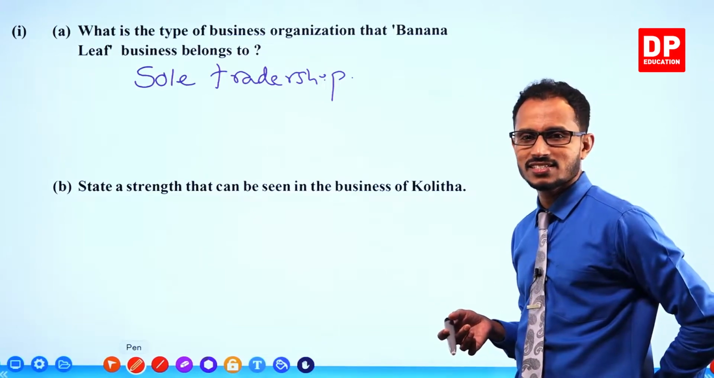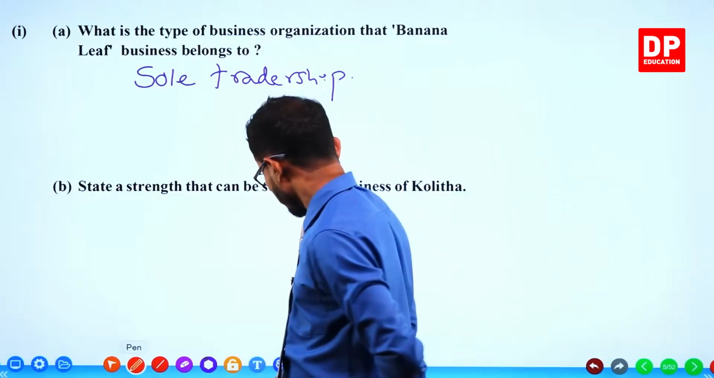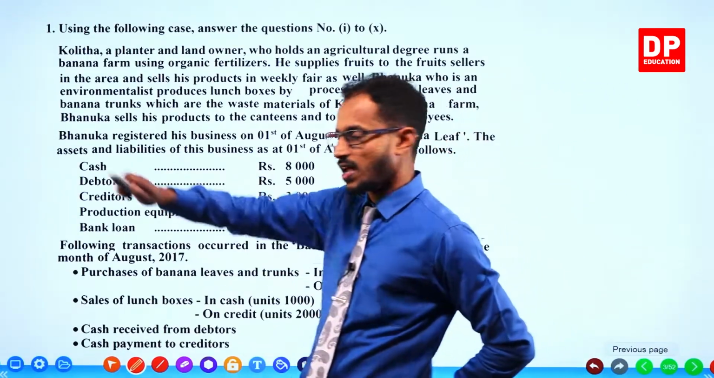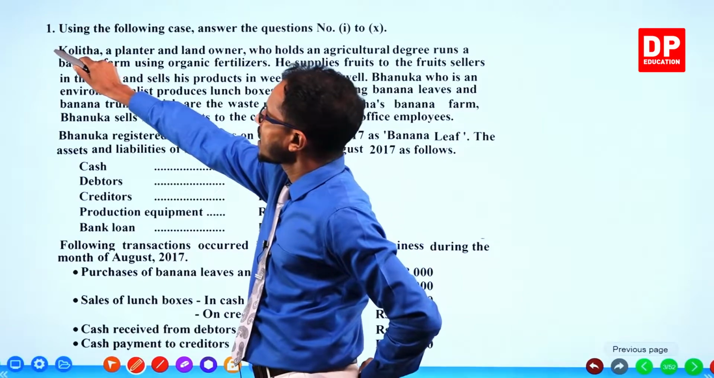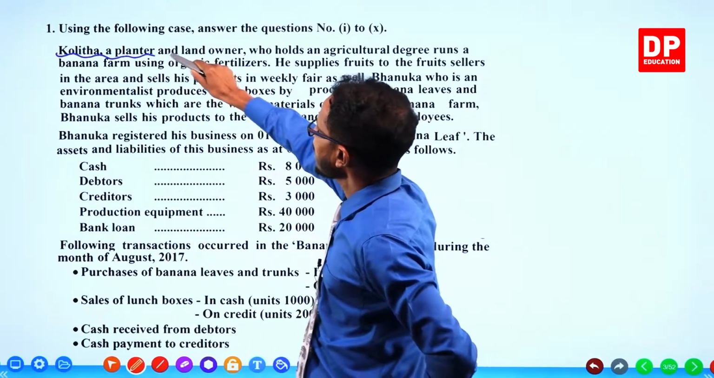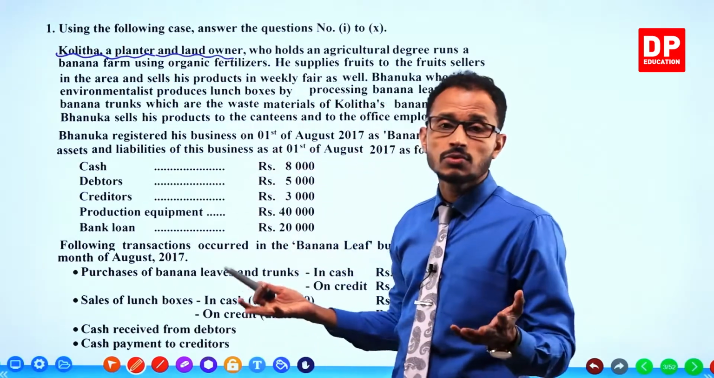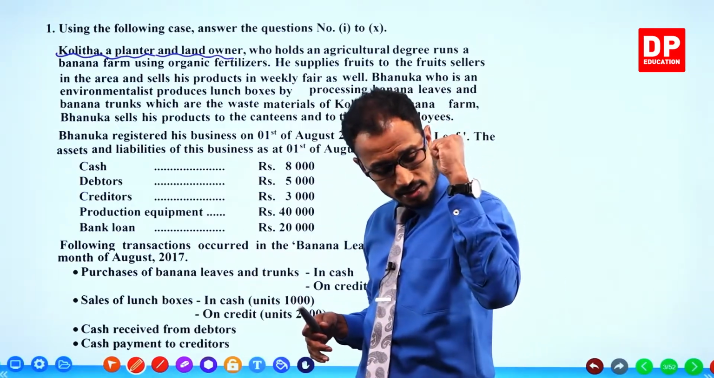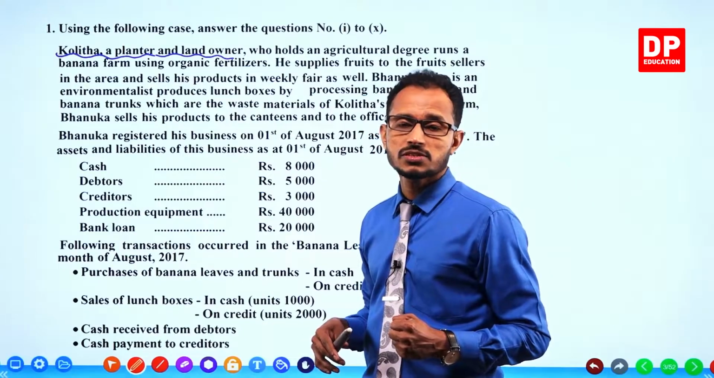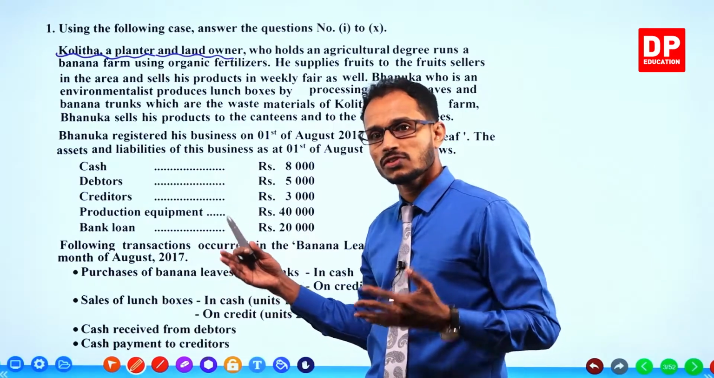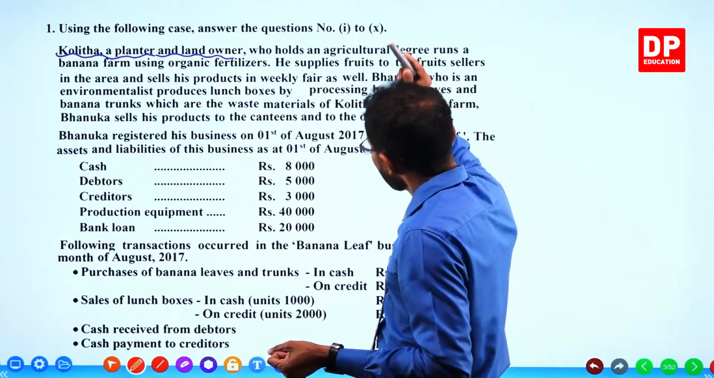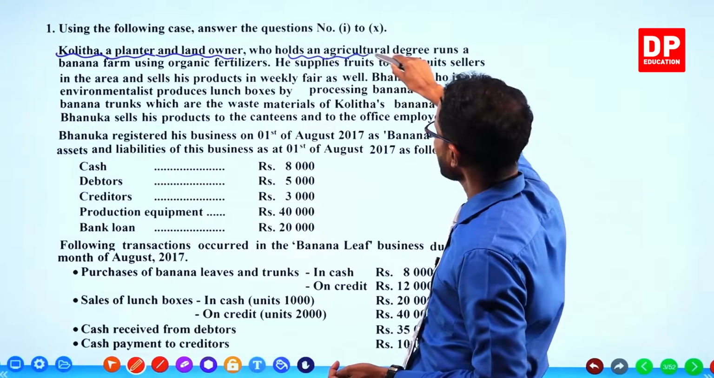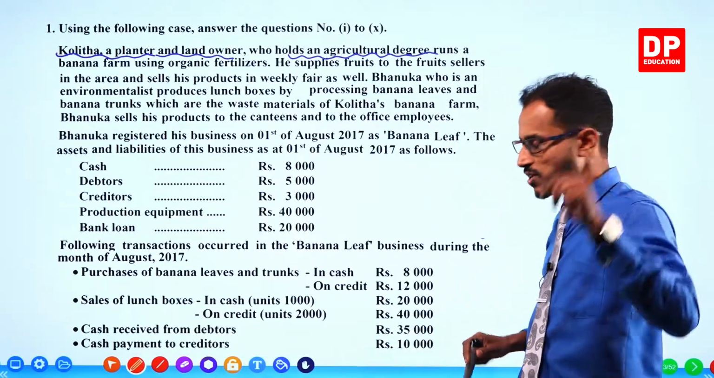Both are strengths, isn't it? You don't need to go back and see, but I'll just show you. Kolita is a planter, and landowner. That is a strength. This guy has lands. Owners' strengths are the strengths of the business, the strength of a sole proprietorship business. Plus, this man is an educated guy. He holds an agricultural degree. Both are strengths.